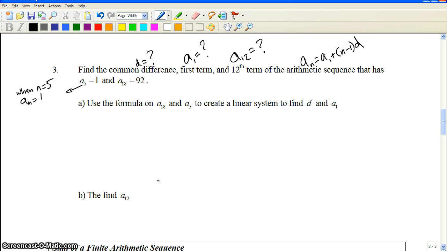That is vocabulary. That is the notation. That is likely where you're going to struggle. It's not the math part. It's not the computation part. It's understanding the notation. Okay? If you learn how to do that and you're fluent with that, you're going to be just fine. Same situation is true. A sub 18 being 92 is that the 18th term is 92, or when n is 18, A sub n is 92.